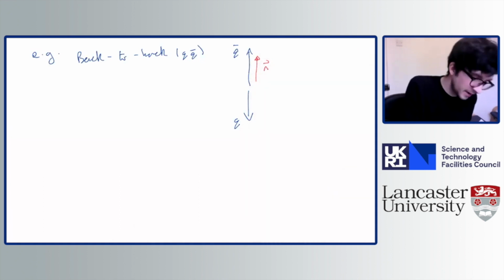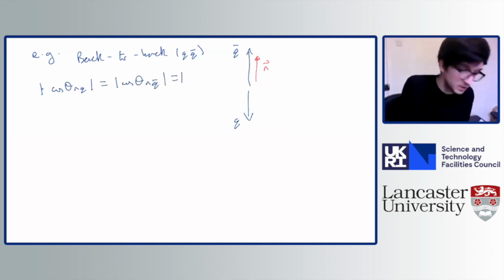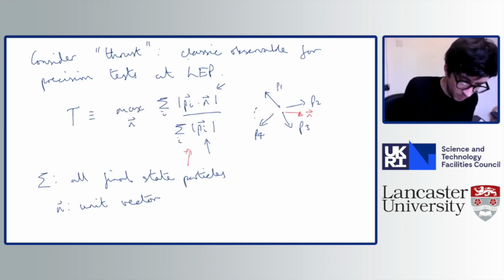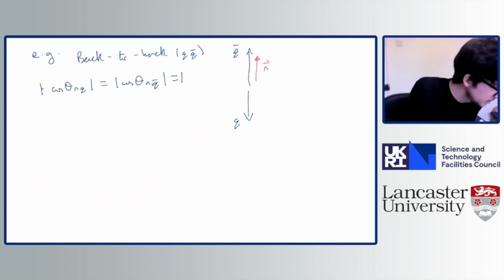And then the corresponding value of the thrust, of course, the modulus of cos theta n q is going to be the modulus of cos theta n q-bar, which is just going to equal 1. It's pointing along their directions. And so that's just going to give you the sum over the modulus of the p's over the sum of the modulus of the p's. It's just going to be 1. Okay? So therefore, thrust equals 1.